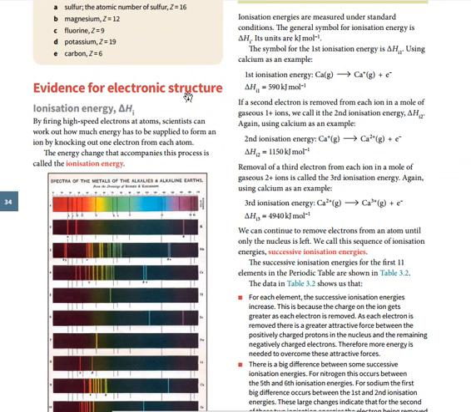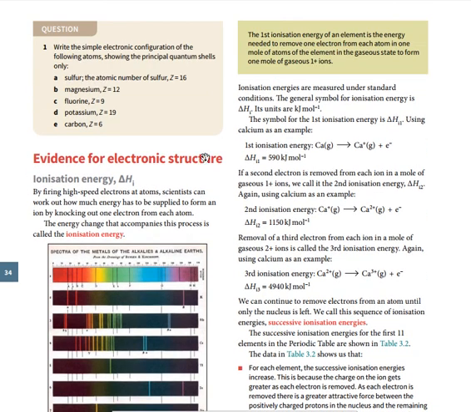So evidence of electronic structure: ionization energy, we need to know that. This is the evidence that you have different subshells in a particular shell. This evidence is going to be shown by ionization energy, and the first ionization energy is defined, of an element, as the energy needed to remove one electron from each atom in 1 mole of atoms of the element in gaseous state to form 1 mole of gaseous unipositive ions. So these are the points to note.